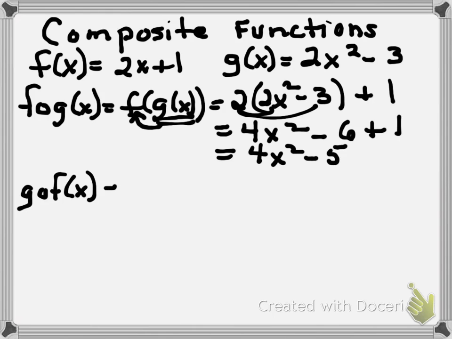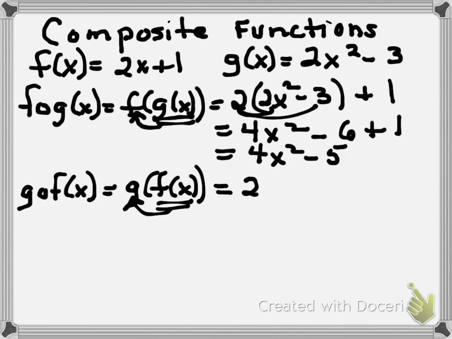If I have g of f of x, another notation would be written this way, g of f of x, and now the f of x function goes into g. So now I'm going to leave an opening for x, so 2 times, and then in parenthesis, some quantity is going to be squared, minus 3. That quantity that's squared is 2x plus 1.